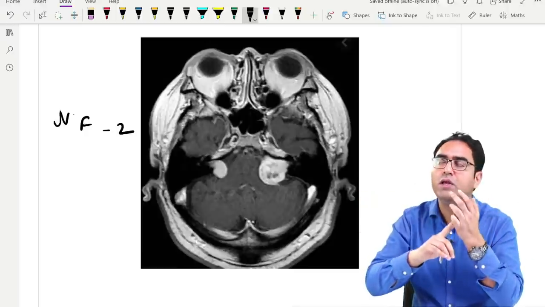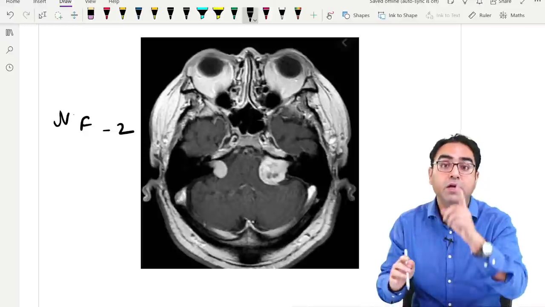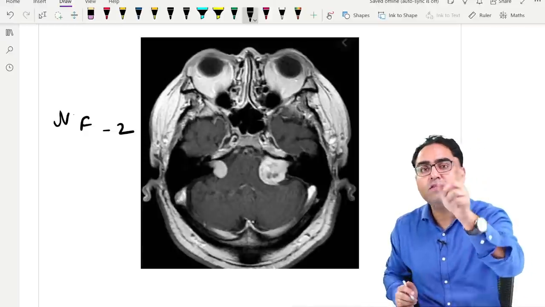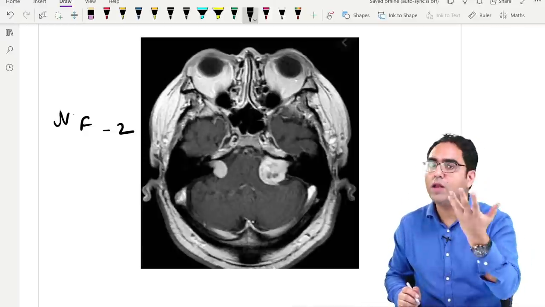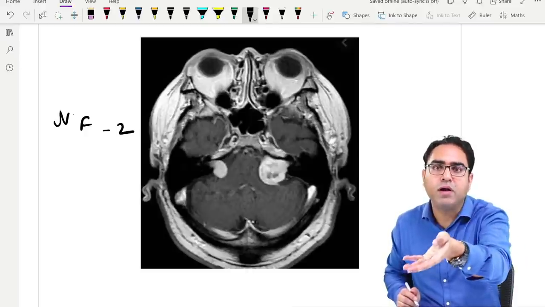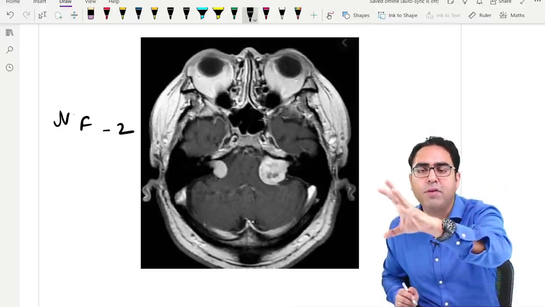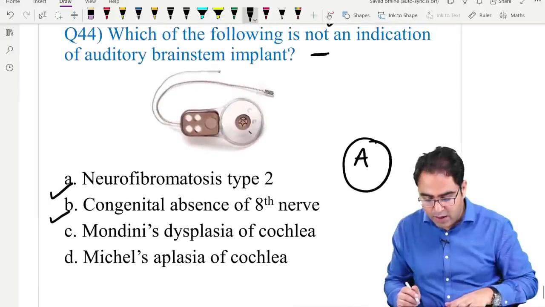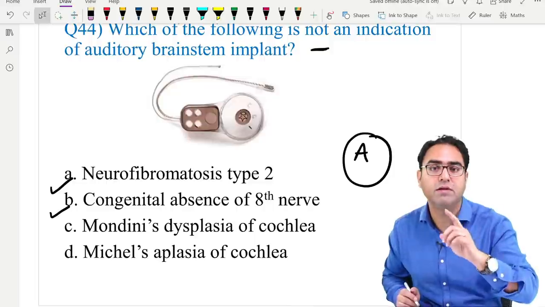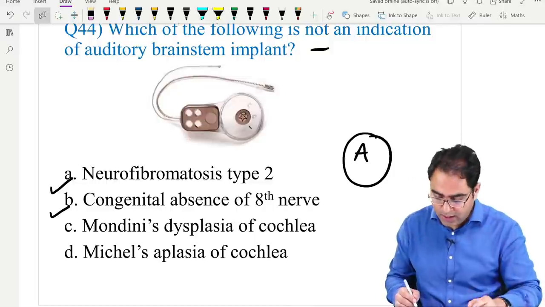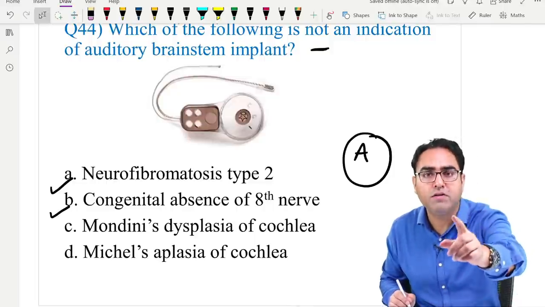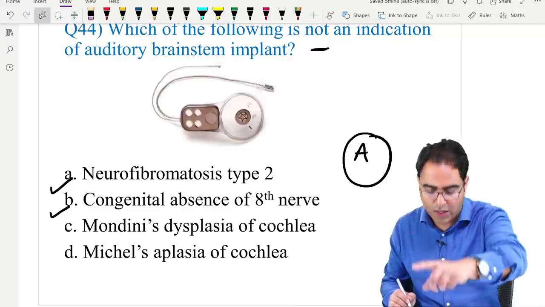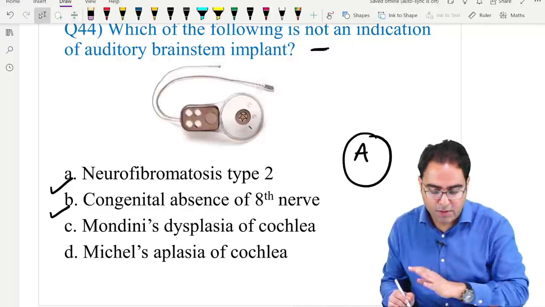Second indication is congenital absence of the 8th nerve. Third indication is, remember, Michel's aplasia of cochlea. There is no cochlea, so how can you put a cochlear implant? Where cochlear implant doesn't work, brainstem implant works, beta. But can cochlear implant be done in dysplastic cochlea? Yes. AIIMS question, INI-CET question. You can do cochlear implant surgery for Mondini's dysplasia of cochlea. That does not need a brainstem implant.